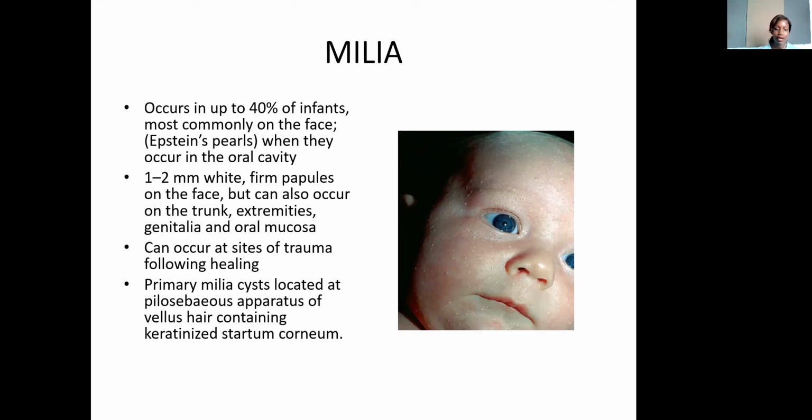Another condition that you need to be aware of is milia, and this tends to occur in up to 40% of infants, and most commonly will occur on the face. Now, Epstein pearls are the milia that you tend to see on the hard palate in the oral cavity. So milia will present as 1 to 2 millimeter white firm papules, which may occur on the face, but other areas may be involved, such as the trunk, the extremities, the genitalia, or the oral mucosa. And of course, you will not be expecting to see true acne in areas like the extremities or genitalia. So the primary milia are located at the pilosebaceous unit of the areas that have vellus hair.